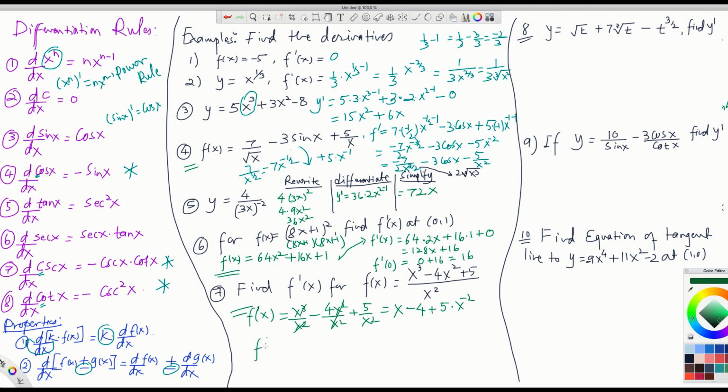Now what will be f prime of x then? Here I didn't find the derivative. I rewrote the function f of x. Okay. Now I find the derivative.